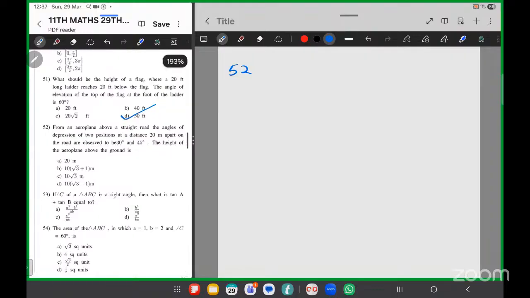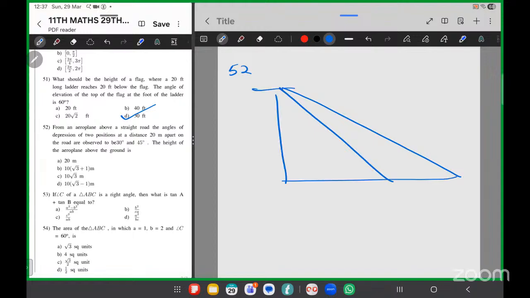Question number 52. From an aeroplane above a straight road, the angles of depression of two positions at a distance of 20 meters apart on the road are observed to be 30 degrees and 45 degrees. The height of the aeroplane above the ground. Aeroplane. This is 30 degrees, this is 45 degrees. This is 20 meters. For example, if this is x, then this will also be x.